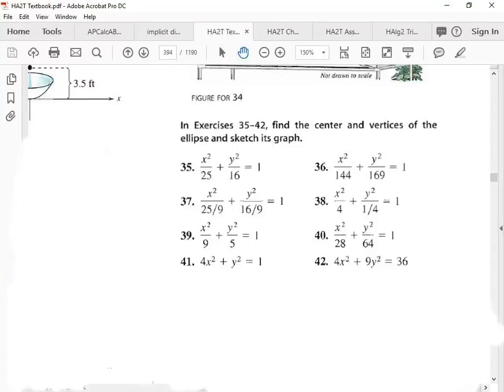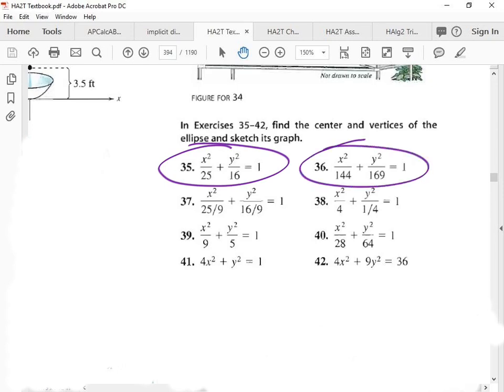Hey, if you guys are good at these ones, you should be able to tell me right away which of these is vertical and which of these is horizontal. You should be able to tell me right away that this one right here is horizontal and that this one right here is vertical. How do we know that?